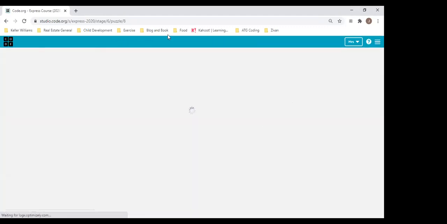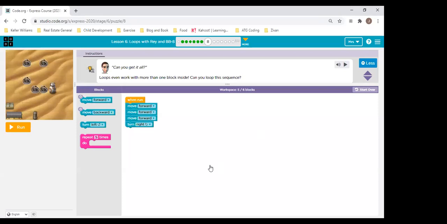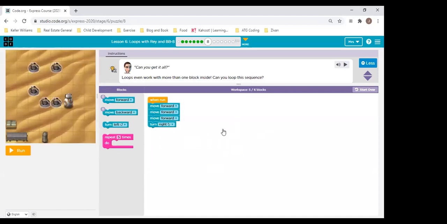It's a bit slow. Do you see that? Okay, let me make it bigger here. Do you see that they've already given us code here? Okay, they've given us 4 blue blocks to work with. Now, if you look at Ray up here, she is saying, BB8, can you get it all? She wants BB8 to get all of the scrap metal. Now, remember what I said before we came to code.org? I said that loops can even work with more than one block inside. Let's see if we can loop the sequence.